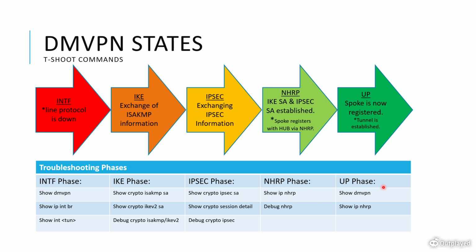In show DMVPN, you should see up for your neighbors, and you shouldn't have any discrepancies as far as displaying IKE or NHRP in the statuses, because it can show IKE, it can show NHRP, it can show IKE/NHRP, and so these are the phases that you can get hung up with. So I recommend understand these phases, understand what these commands do for these phases, so that way when you see this, you know exactly where to go and troubleshoot, so that way you don't waste any time.